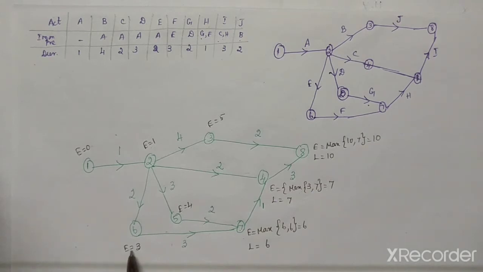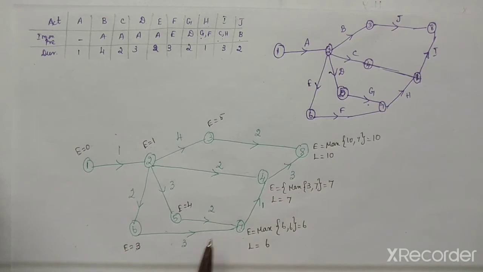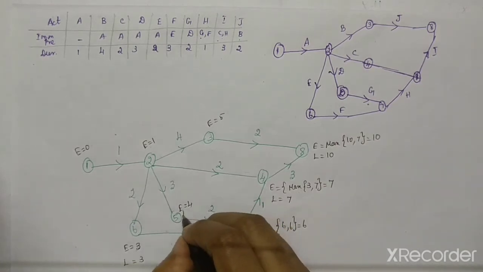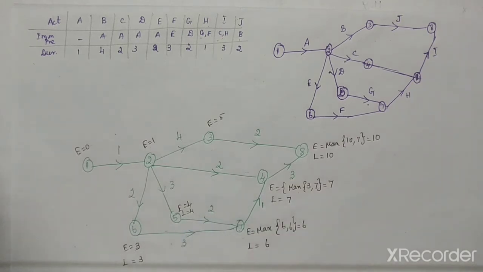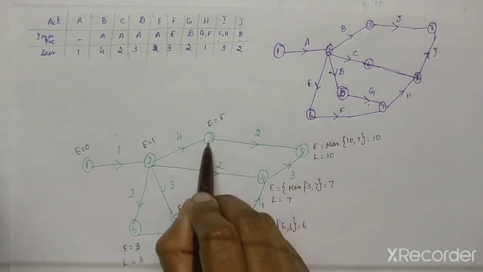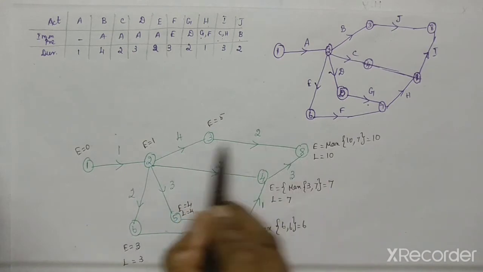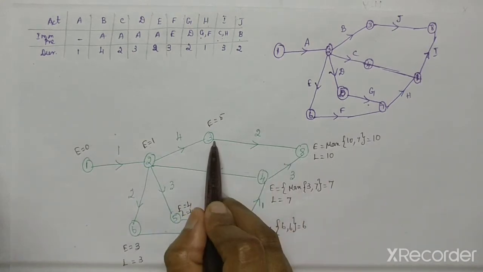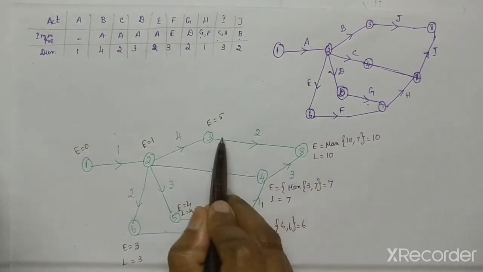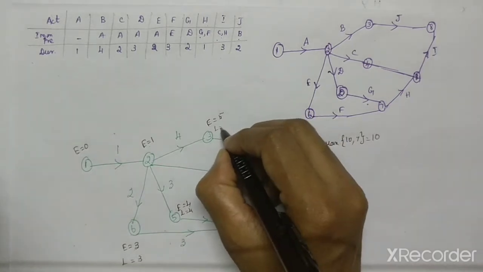So for this activity, only one outgoing activity. So directly you have to write L value is equal to 6 minus 3. For this also there is only one outgoing activity. So 6 minus 2 is 4. So L value will be 4. Finally you have to come to this one. For this, only one outgoing activity, which is 2. So 10 minus 2 is 8. So L value will be 8.